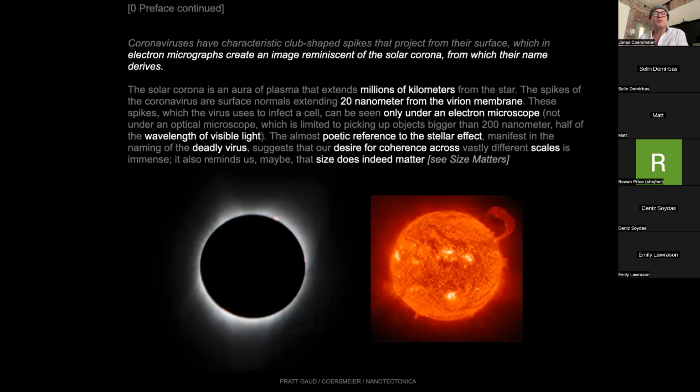So again, a quick reference: the solar corona, that aura of plasma that extends millions of kilometers from the star, and the spikes of the coronavirus, which are normals to its spherical surface, that extend 20 nanometers from the viral membrane, meaning this is smaller than what you can see with the bare eye.